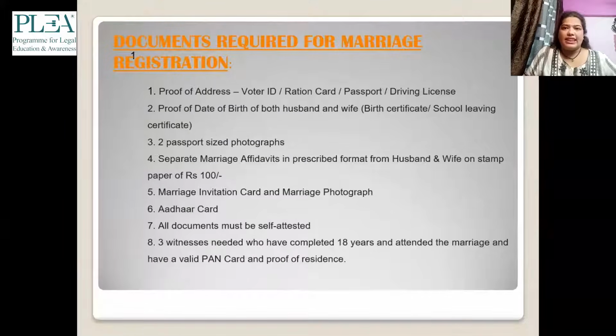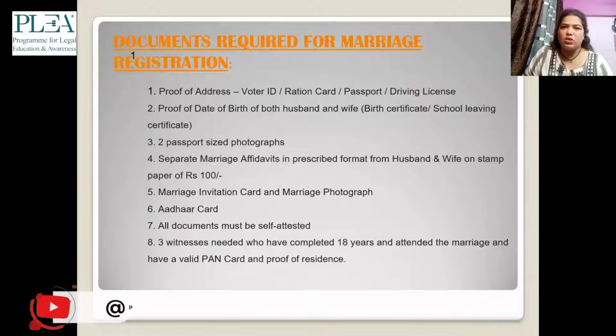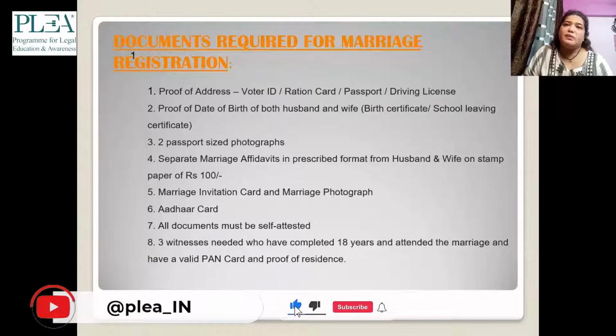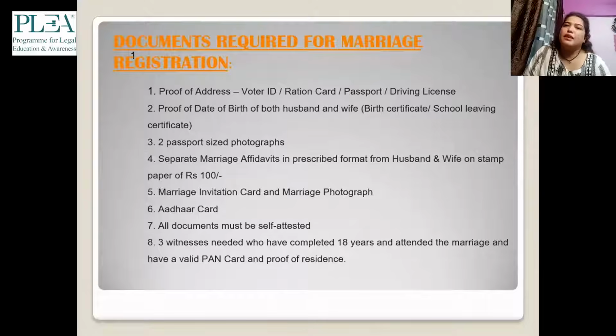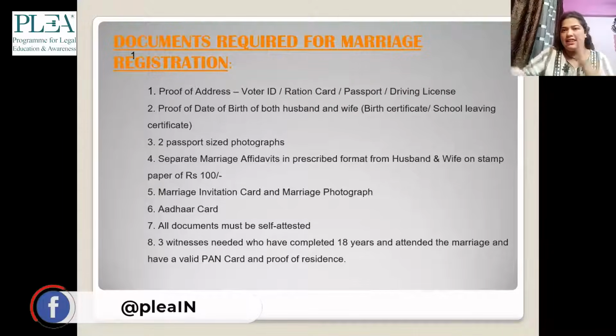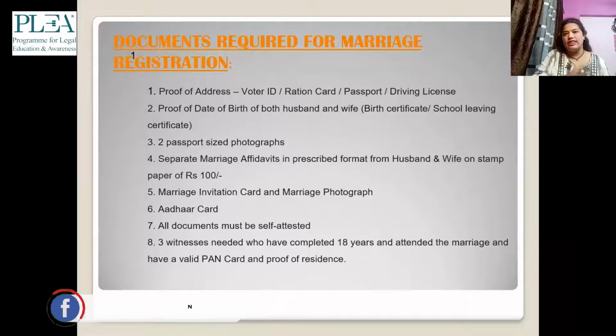For proof of address: voter ID, then ration card, which nowadays is not needed so much, at a few places it has been removed. Then passport, driving license, and Aadhaar card also comes in this, although I have written it separately here. Aadhaar card is the main one. Then proof of date of birth: a birth certificate or a school leaving certificate, or both at some places. Then 2 passport size photographs of the bride and the groom are required. Then a separate marriage affidavit, whatever their format is. It is in Marathi, in Maharashtra mostly. Then separate marriage affidavits from the wife's side and the husband's side, in which mostly this is written, that the marriage was held.